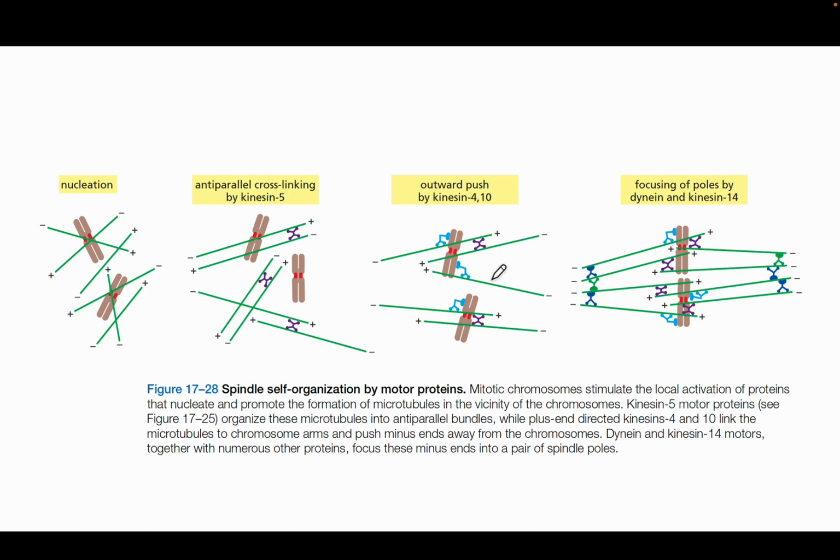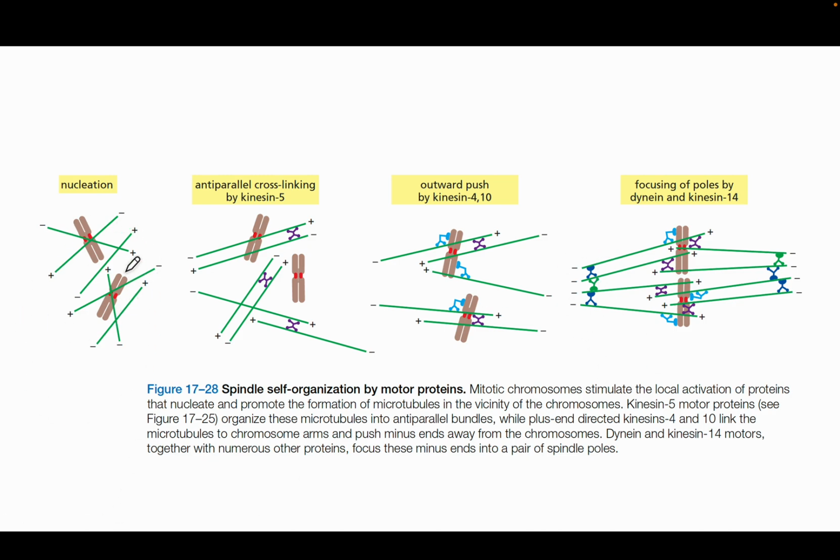While plus end directed kinesin 4 and 10, what they do is link the microtubules to the chromosome arms and push minus ends away from the chromosome. Okay, so they push minus ends away from the chromosome. And dynein and kinesin 14 motors, together with numerous other proteins, focus the minus ends into a pair of spindle poles. So you can see the minus ends forming a pair of spindle poles and they remain there.